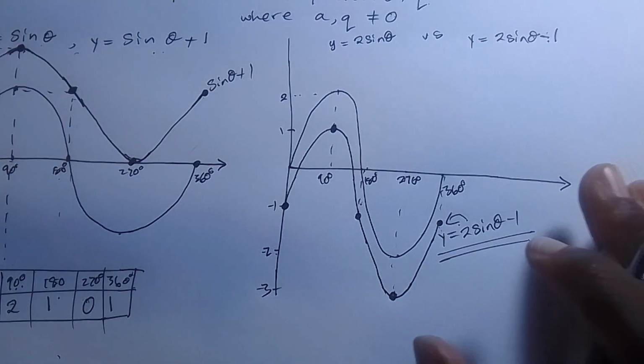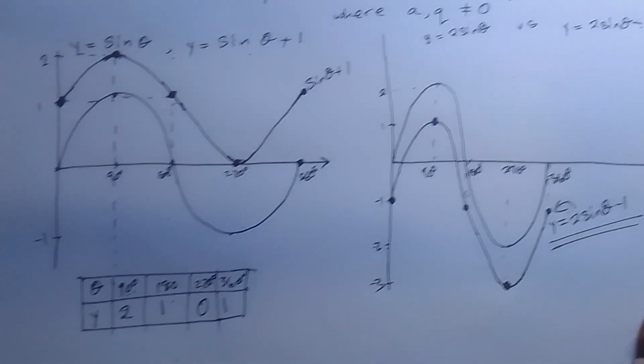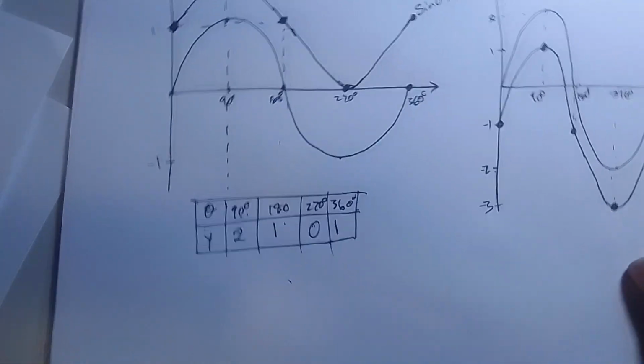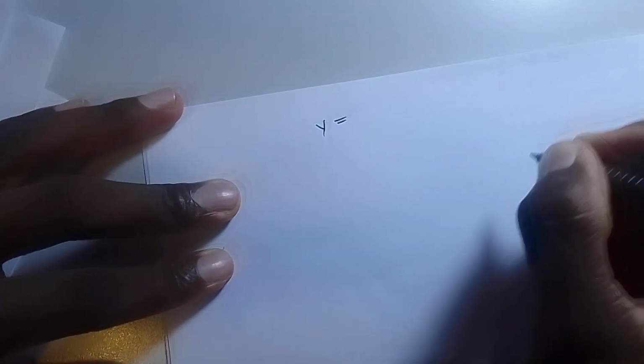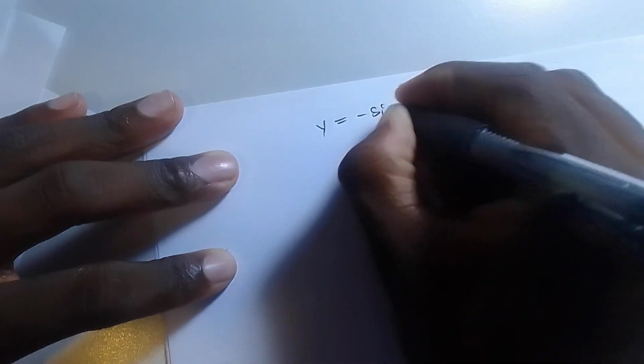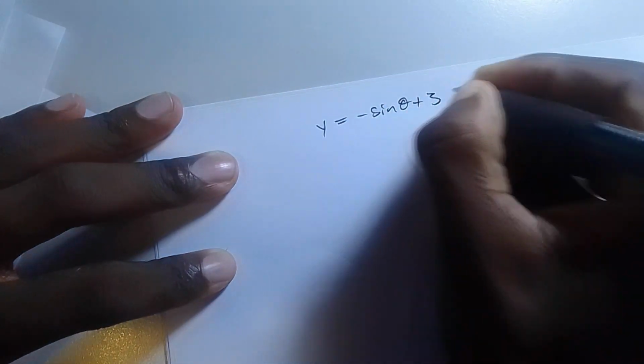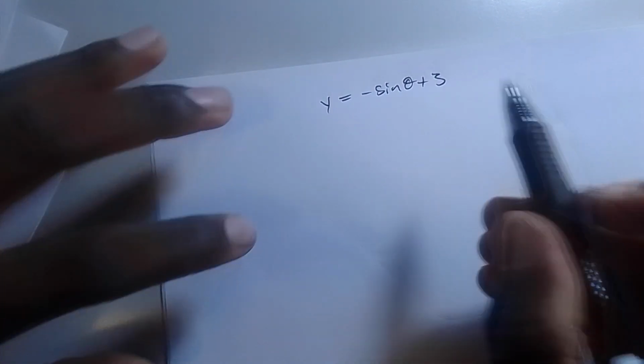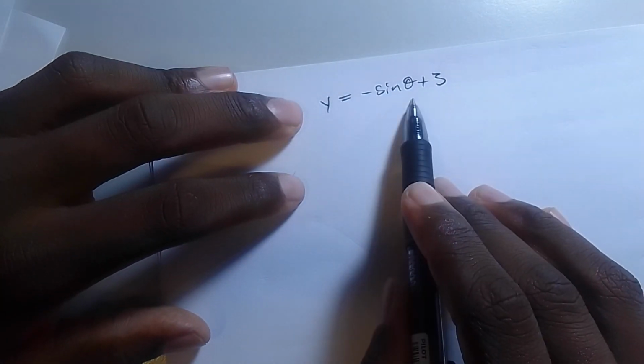Now let's go into sketching the graph of y is equal to negative sine theta plus 3. I won't compare it to y is equal to negative sine theta now. I'll just draw this one.